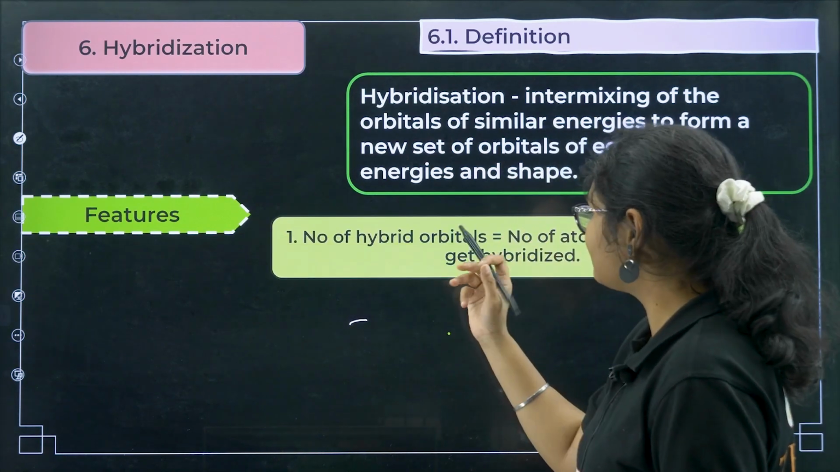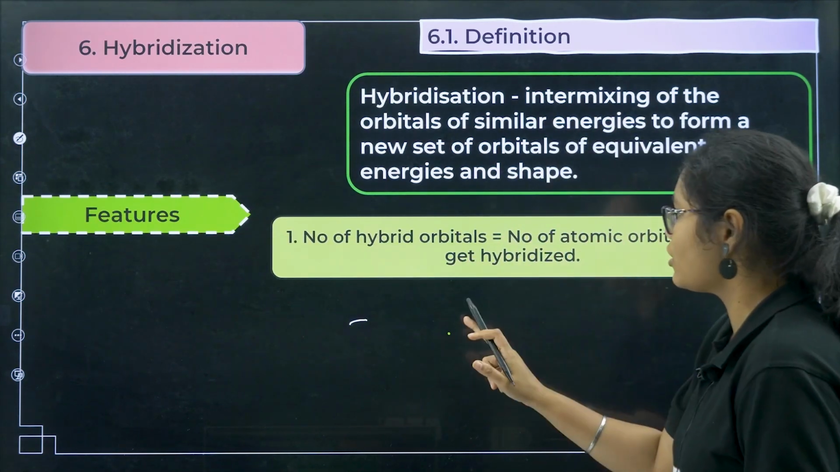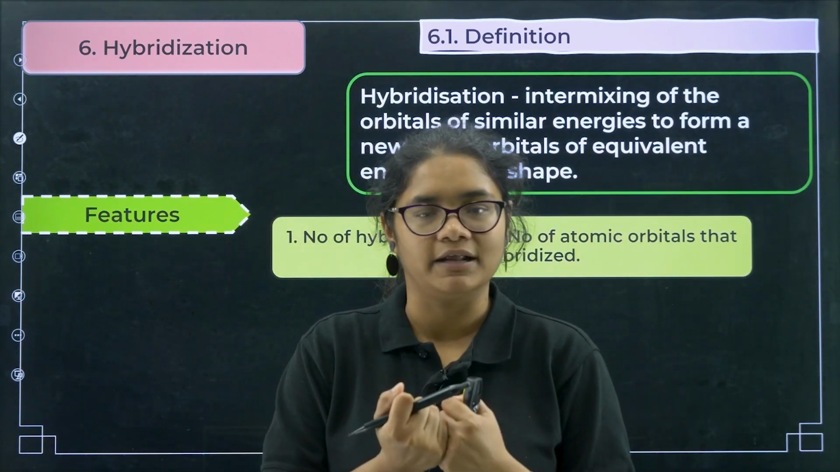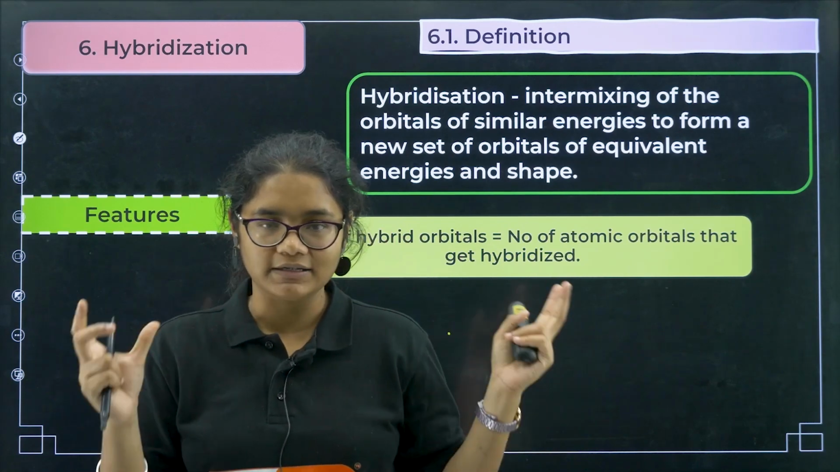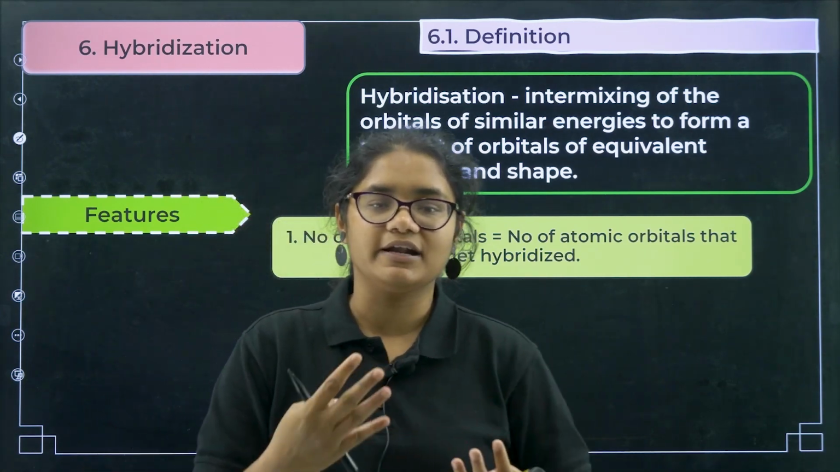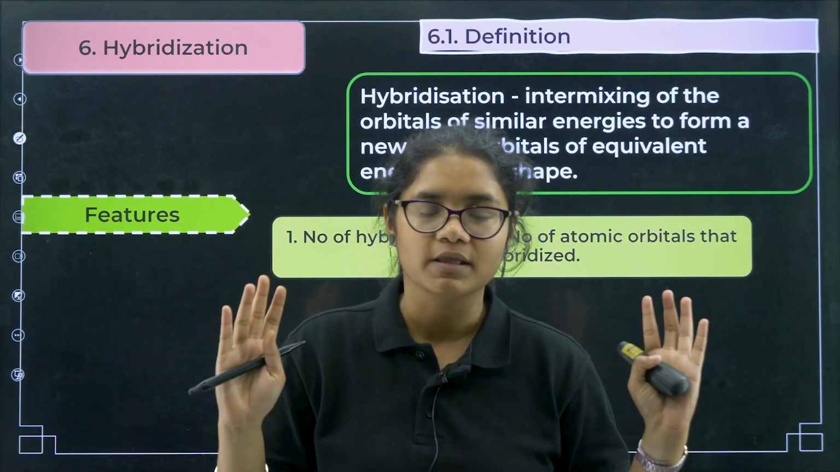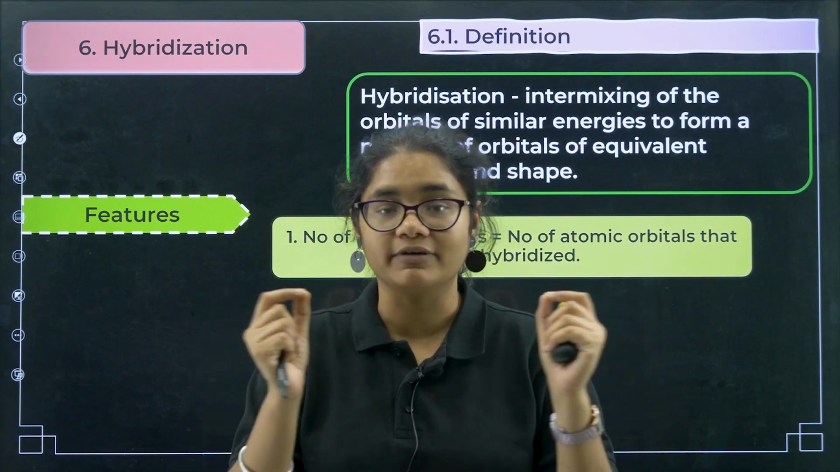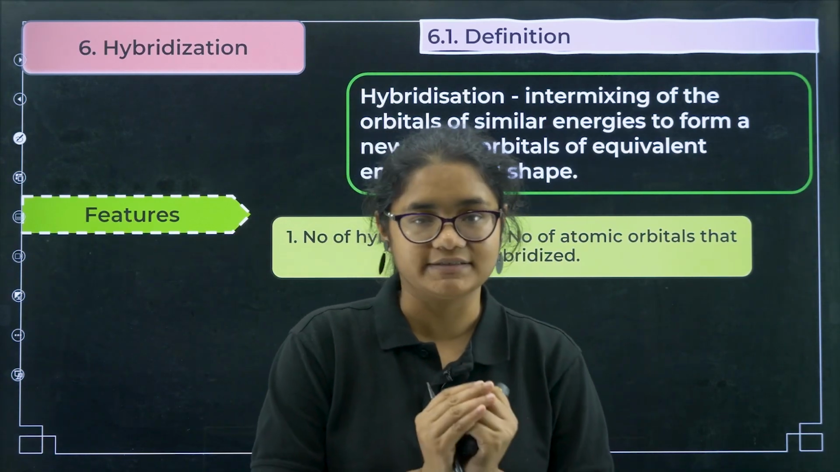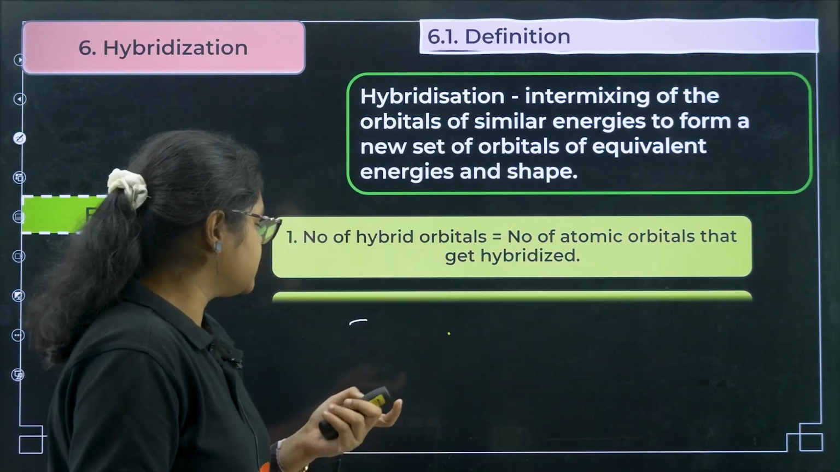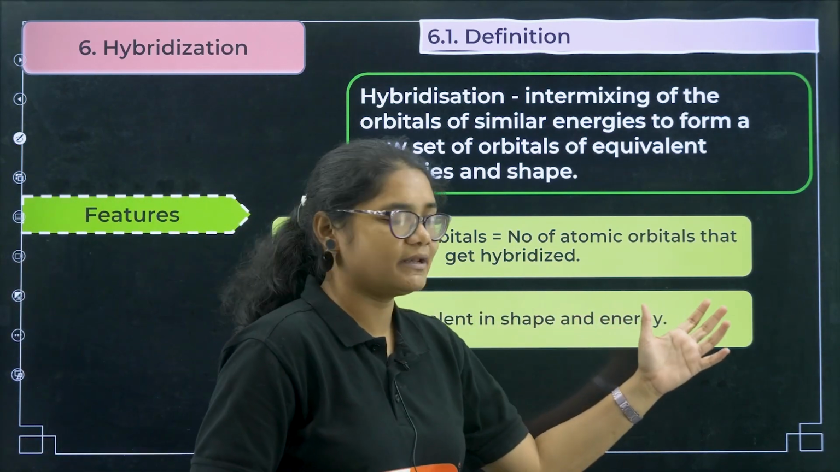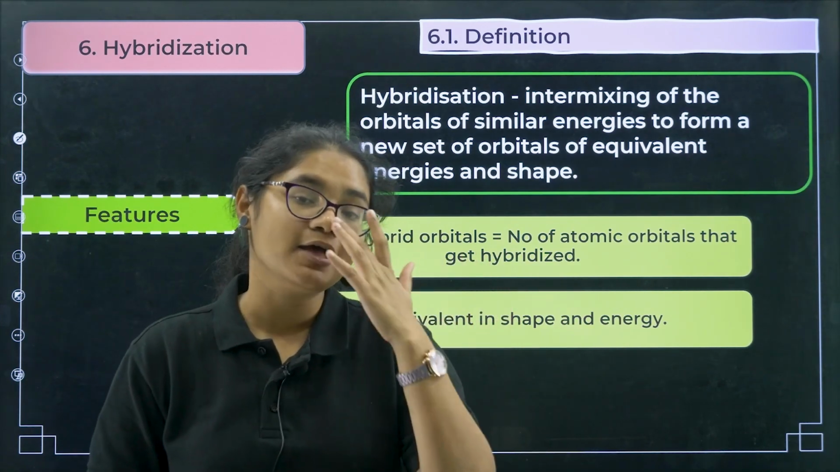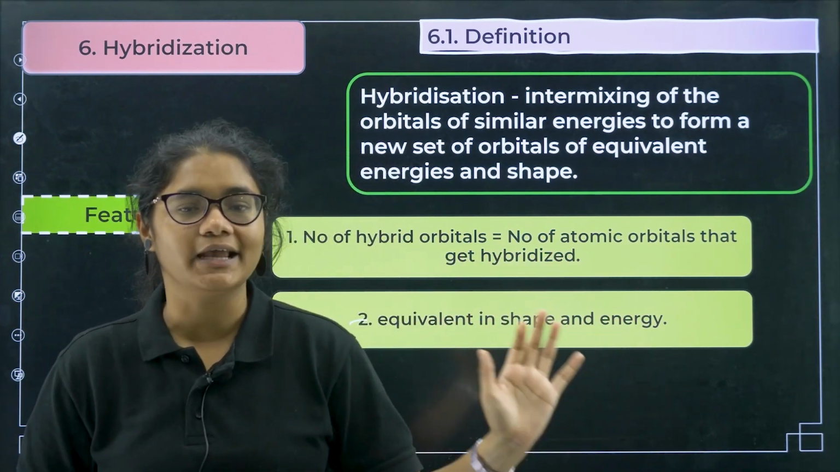Okay, the first one is number of hybrid orbitals equal to number of atomic orbitals that get hybridized. Suppose 2s and one 2p orbital has undergone hybridization, then two atomic orbitals have undergone hybridization. After hybridization, two new hybrid orbitals will form. So the number of new hybrid orbitals formed is equal to the number of atomic orbitals that has undergone mixing. Okay, now second thing is equivalent in shape and energy. So the two laddus that I gave you finally, they should be equal. So the two hybrid orbitals that we get finally should be equivalent in terms of energy and shape.